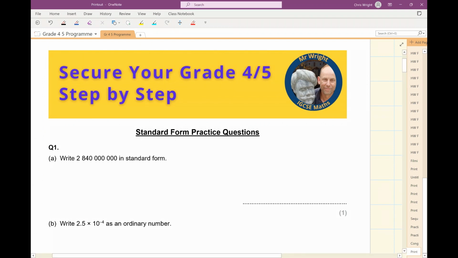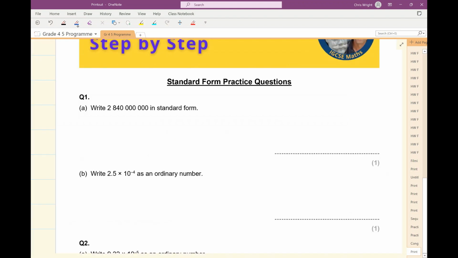Question 1. Right, we have to write this large number in standard form. So it's obviously going to be 2.84 times 10 to the something. Now, how many powers of 10 would I need? It's going to be 3, 4, 5, 6, 7, 8, 9. 2.84 times 10 to the 9.